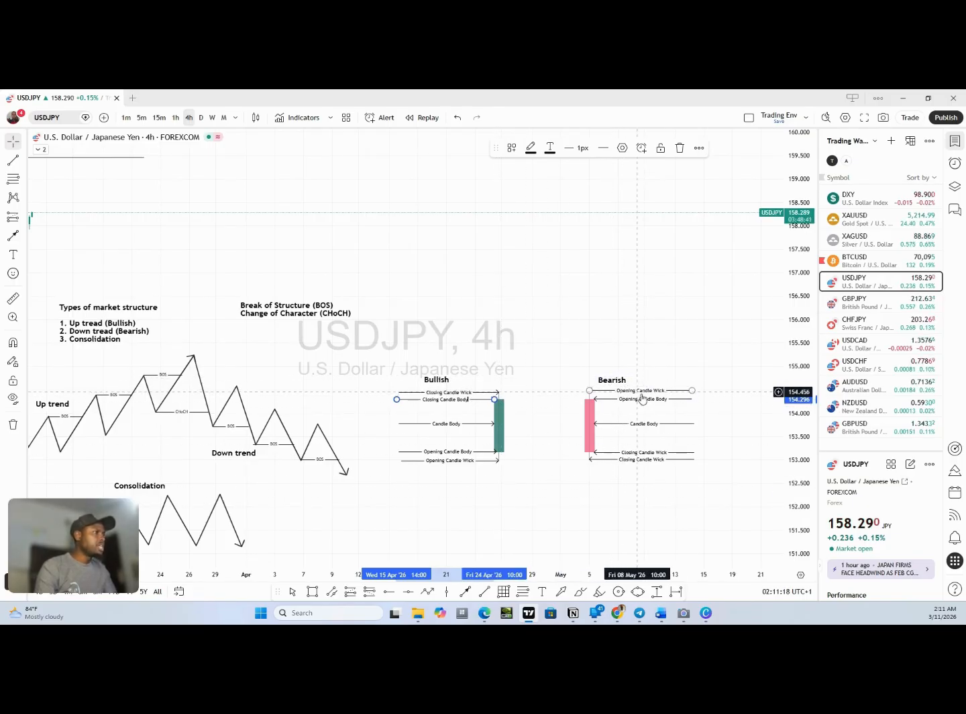And for bearish, it starts from the top to bottom. So as you can see, this is the opening candle wick, and this is the opening candle body, and this is the candle body, and this is the closing candle. It should be body here. I made a mistake here too. Body should be body, and this is the closing candle wick. So this one starts from the top to bottom, but the bullish one starts from the bottom to top.